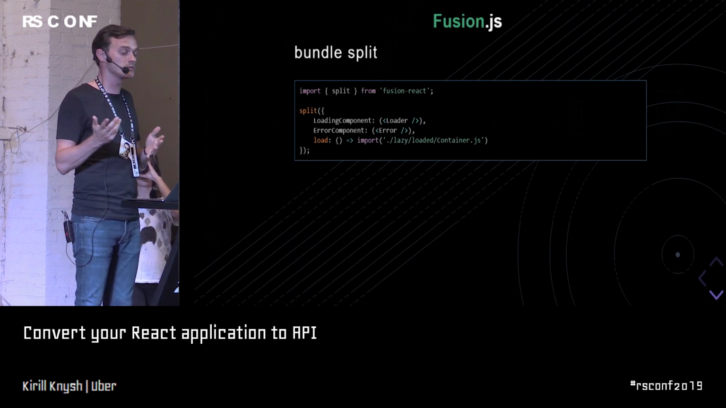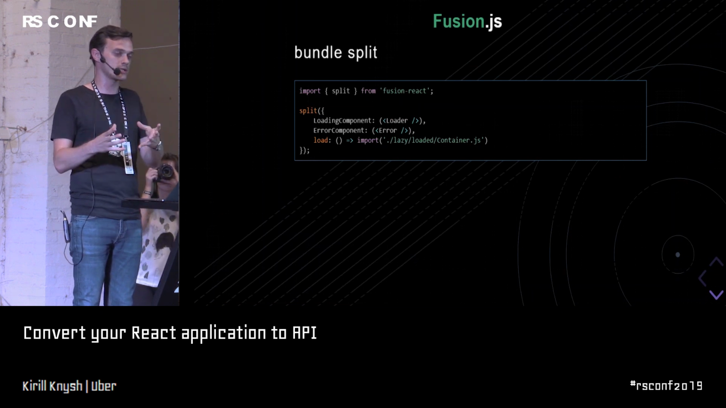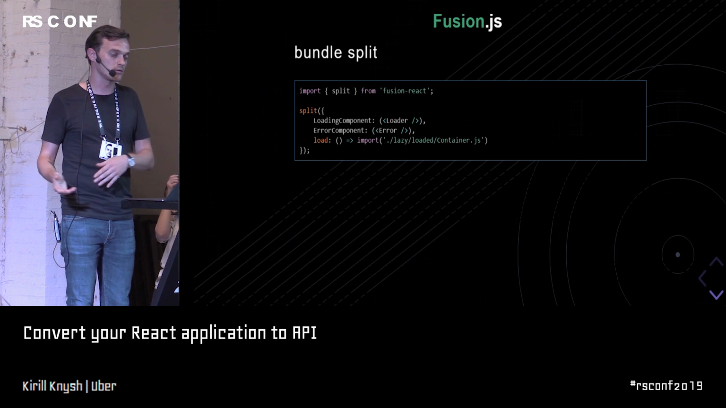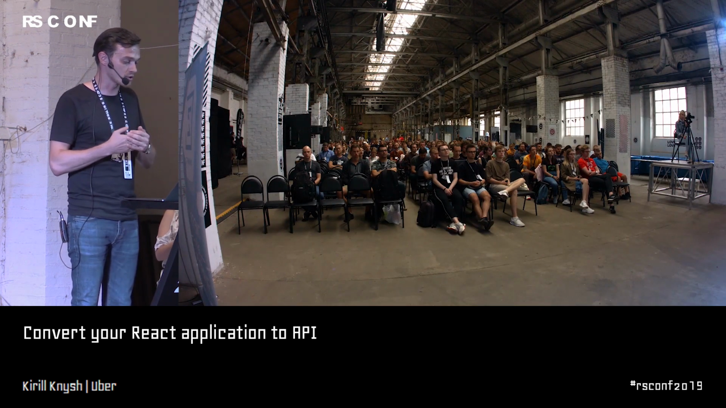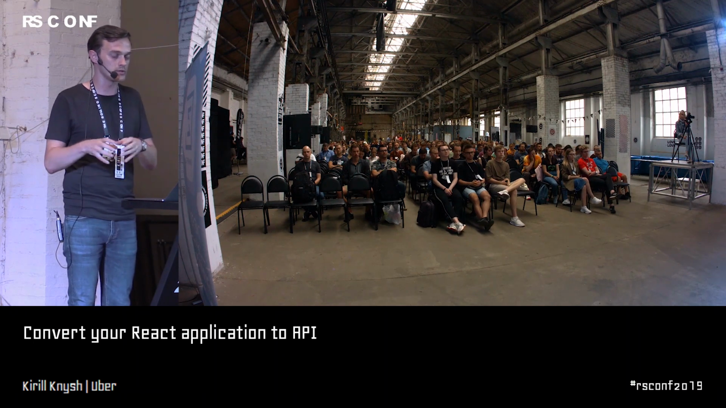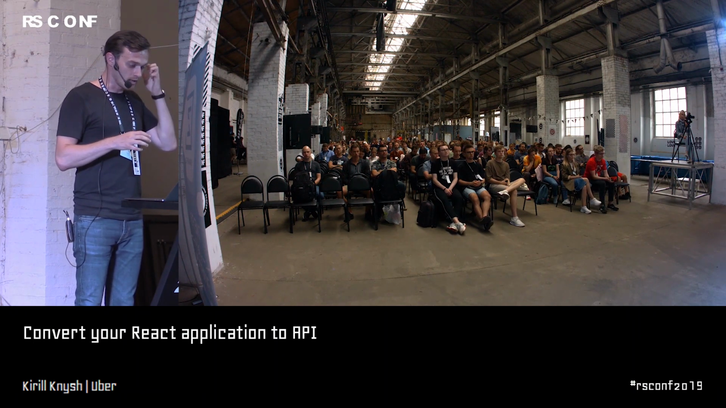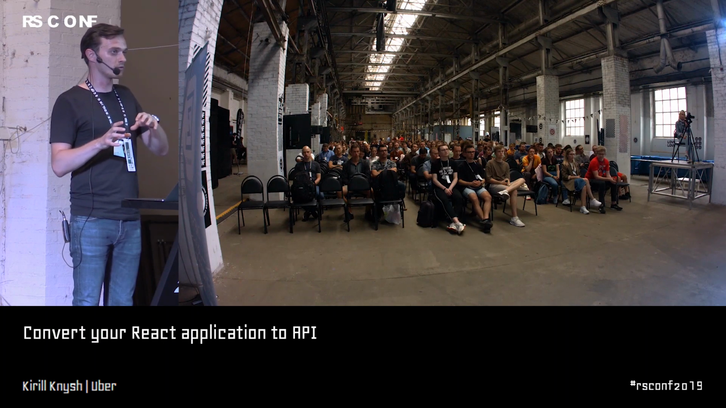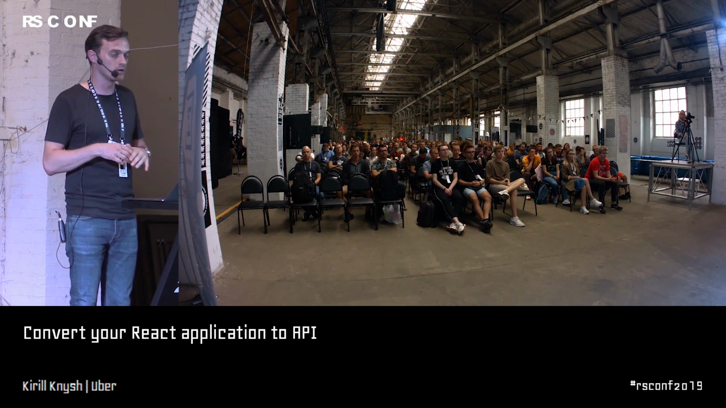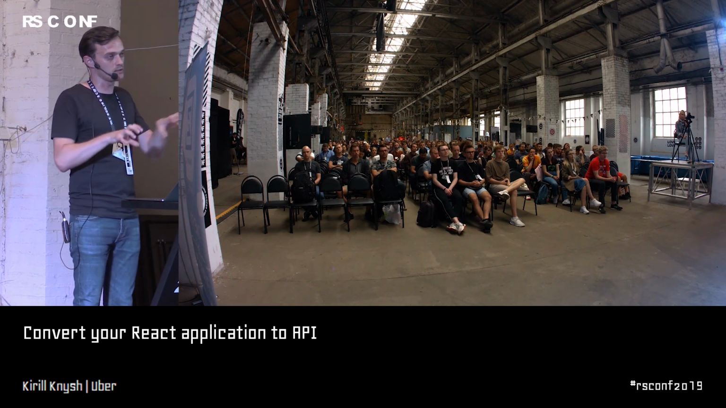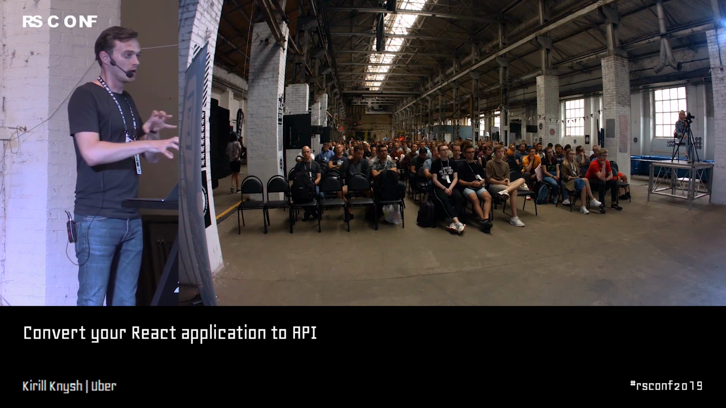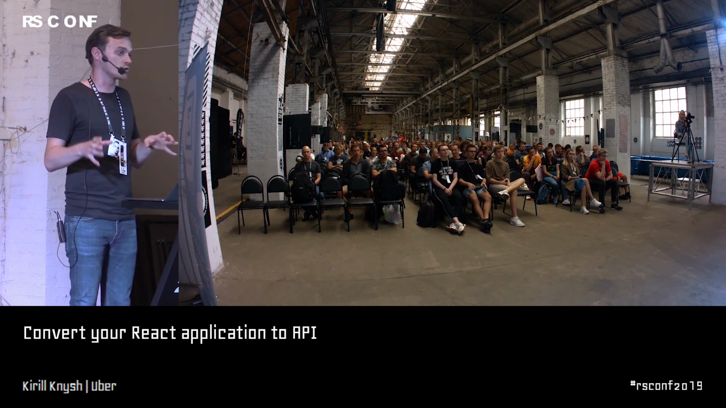The loading component, which is the component that we want to present while we are loading the bundle. The error component, which is shown if we fail to load the bundle. And the load function itself, so basically which component to load. At this point, the Fusion CLI, Fusion Builder, will handle everything itself. It will understand which bundles it should create, how to split the code, how to deduplicate the code, and when which bundle should be loaded.